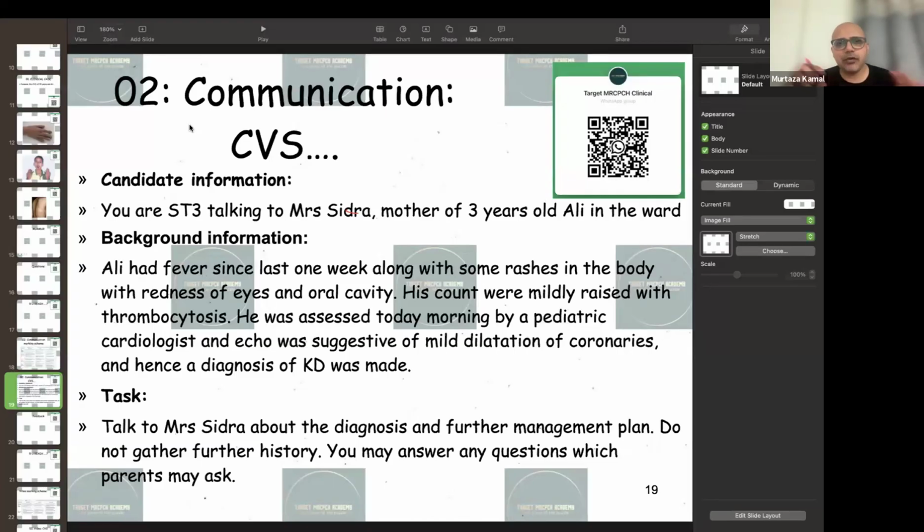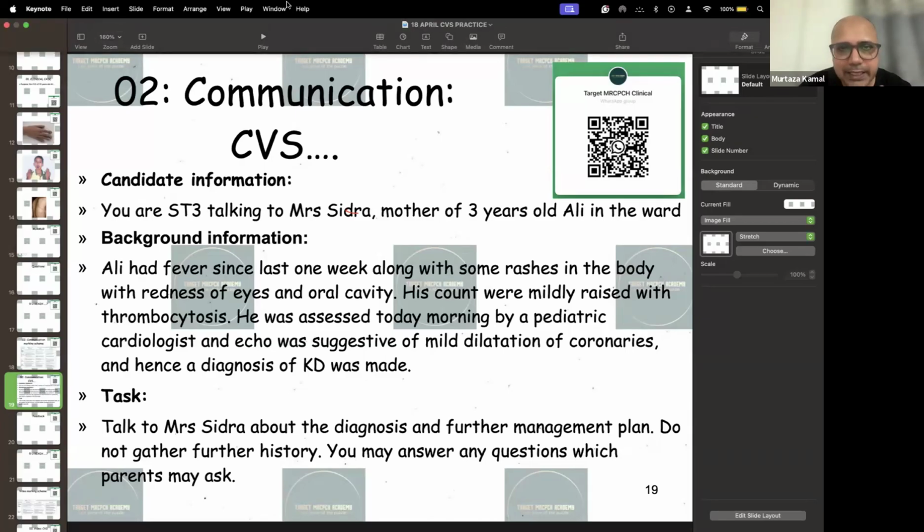Had it been massive coronary dilatation or aneurysmal dilatation, then you have to give it a balance. You can't just tell her that you don't have to worry. You have to take things in hand, like, okay, we are working on it, we are doing our best. You can't just tell that way. But this is mild.